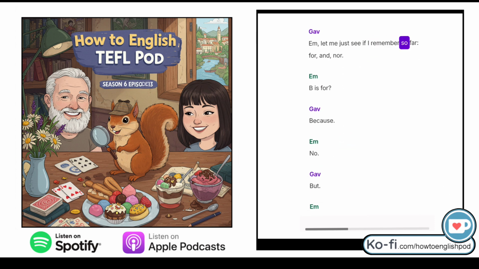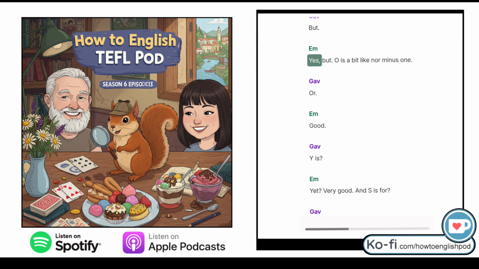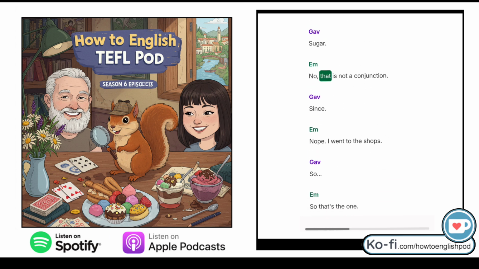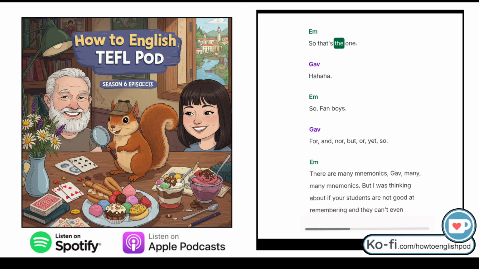Let me just see if I remember so far. For and nor. B is for... Because. No. But. Yes, but. O is a bit like nor. Or. Good. Y is... Yet. Very good. And S is for... Sugar. No, that is not a conjunction. Since. Nope. I went to the shops. So. That's the one. So. FANBOYS. For, and, nor, but, or, yet, so.